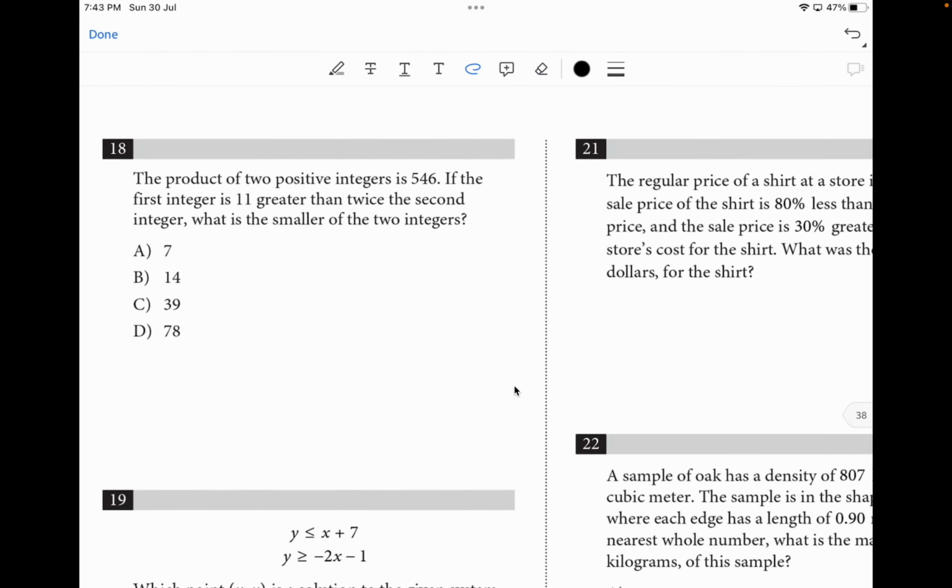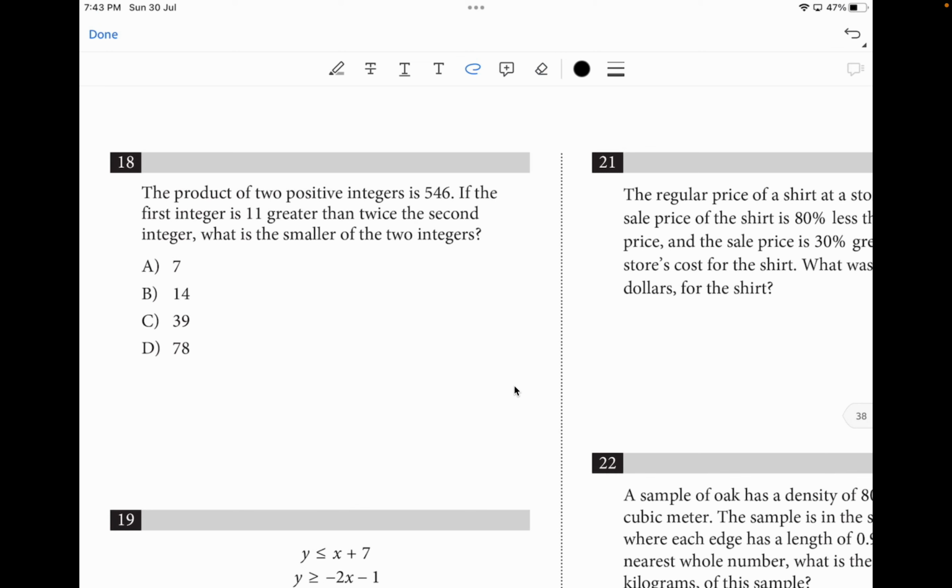Now, question number 18. The product of two positive integers is 546. If the first integer is 11 greater than twice the second integer, what is the smaller of the two integers? Okay. So you can see that the product of two positive integers is 546, and the first integer is 11 greater than twice the second integer.